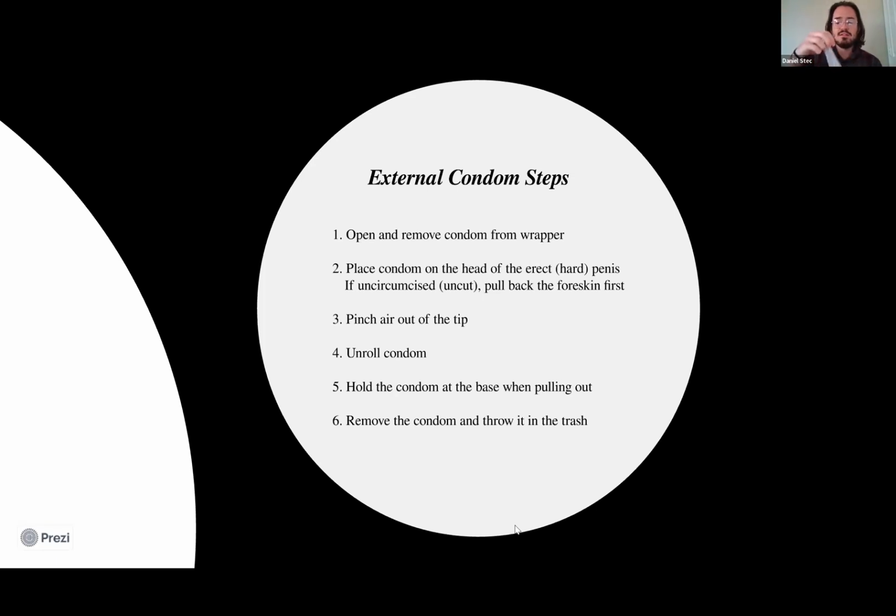Another good tip that is not required but can be done is to tie off the condom to keep the contents inside. Depending on where they're at and what kind of activity, it might be important to prevent contamination or sperm accidentally spilling out in other sexual activities. So that is the basics of the external condom demonstration.